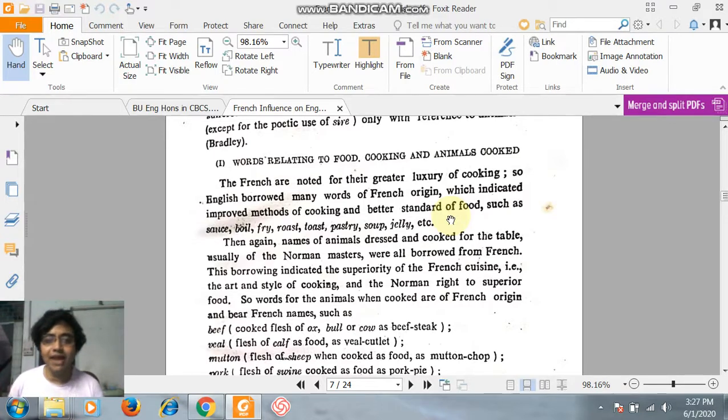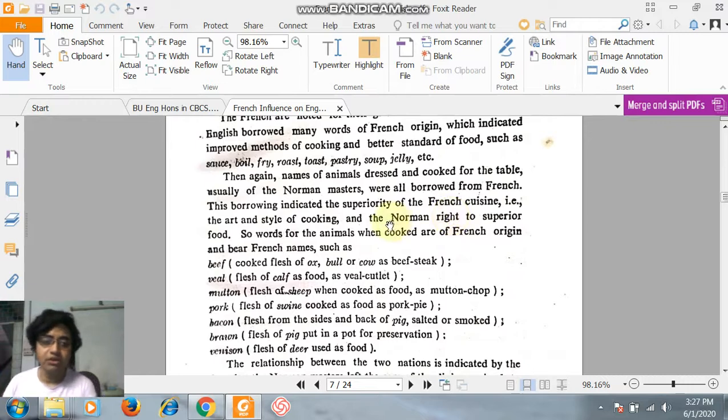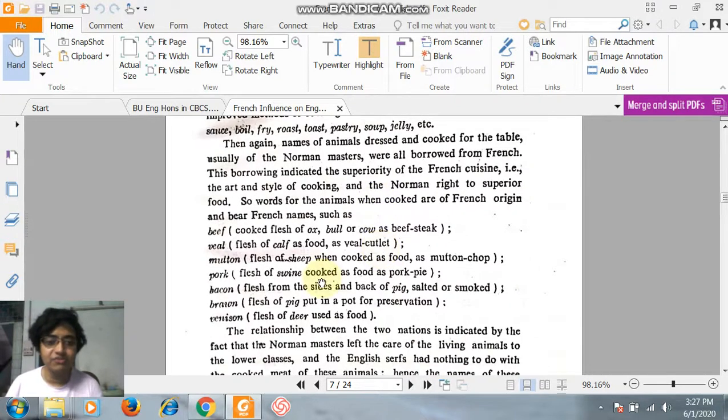Then again, names of the animals dressed and cooked for the table, usually for the Norman masters, were all borrowed from the French. This borrowing indicated the superiority of French cuisine, as for example the art and style of cooking and the Norman right to superior food. So words for the animals when cooked are of French origin, as beef. Beef means cooked flesh of the ox. Veal is the flesh of the calf as food, as in veal cutlet. Mutton, flesh of the sheep when cooked as food, as in mutton chop.